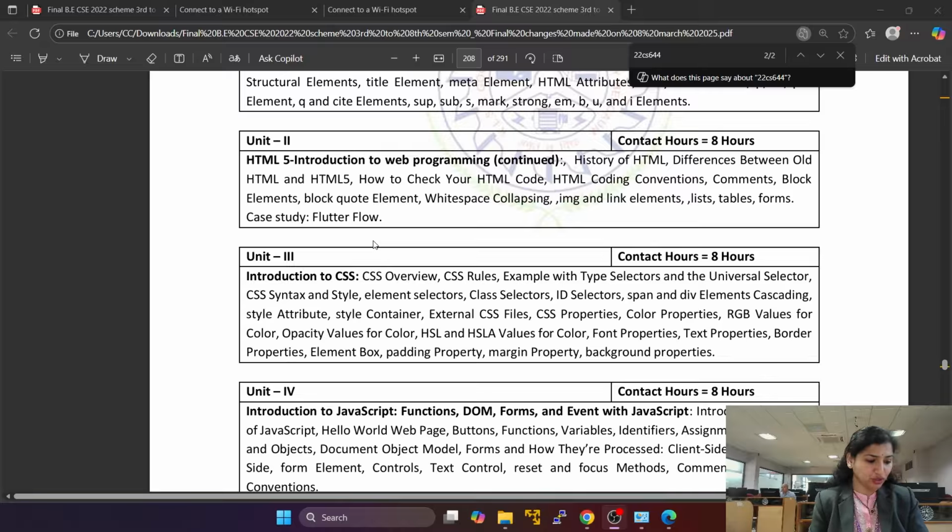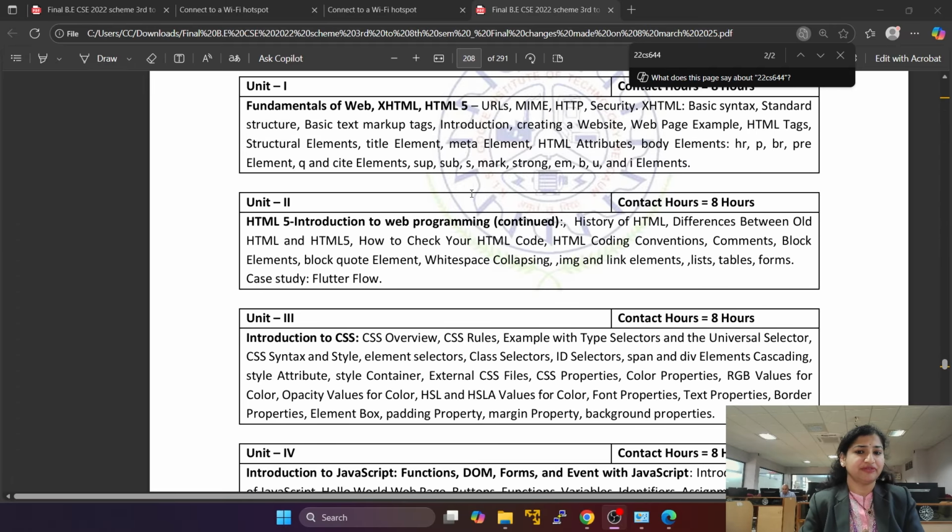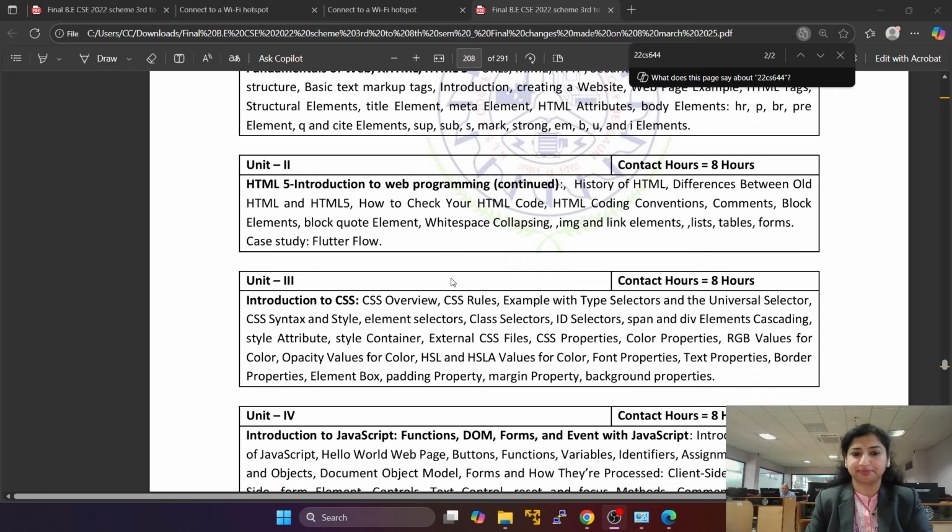Students, a web page or website has three important pillars. The first is the structure, the second is the styling or presentation of the web page, and the third is the functioning. If you observe, the first two units deal with the structure. Whatever image, text or information we want to display on the website will be taken care of by the tags. In the first two units, we will see how a structure or skeleton can be built for a web page or website.